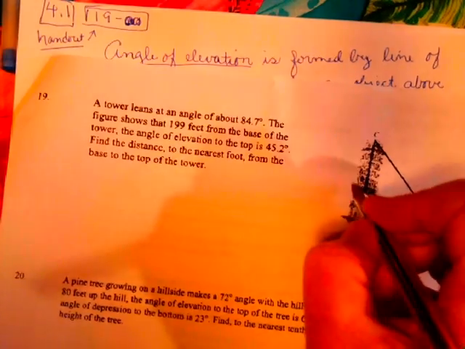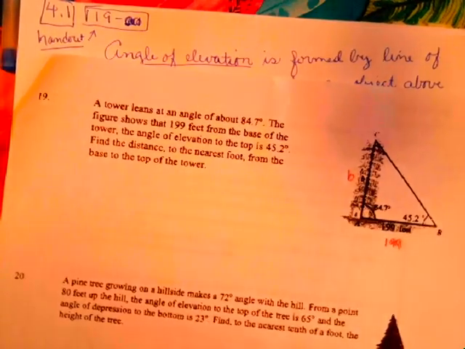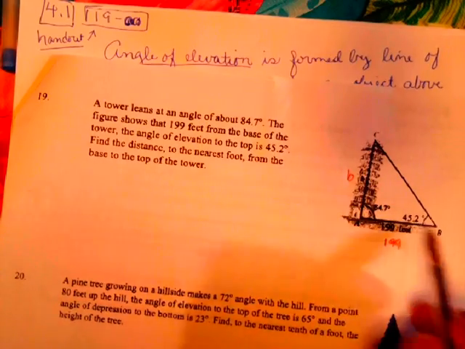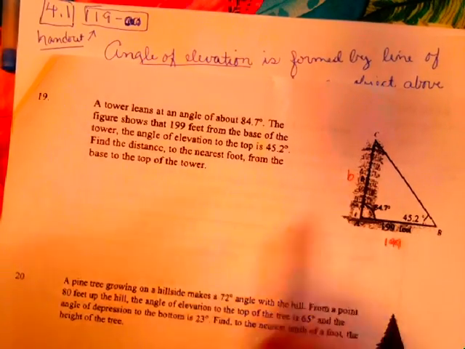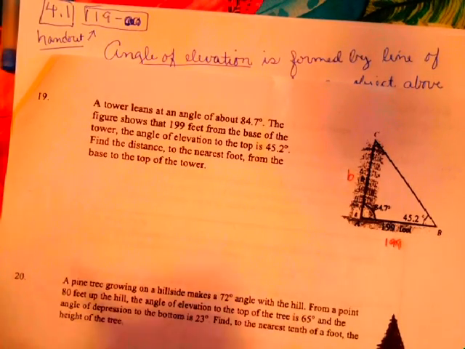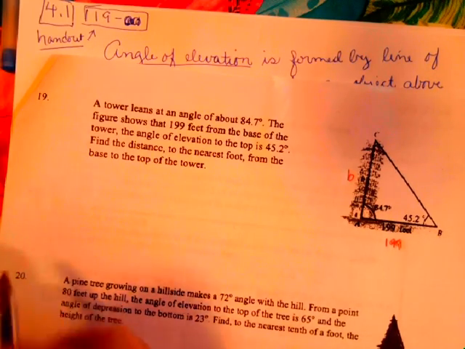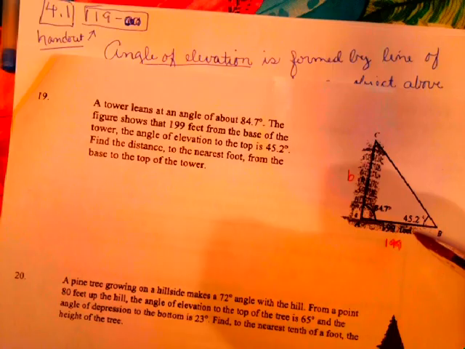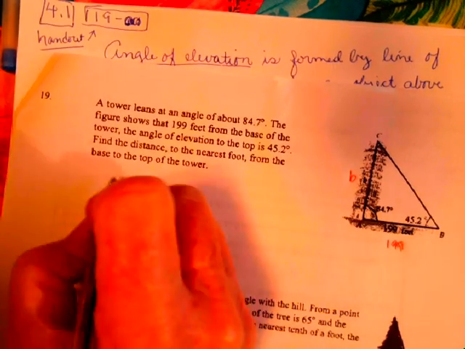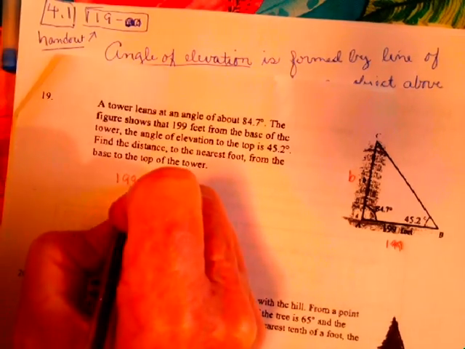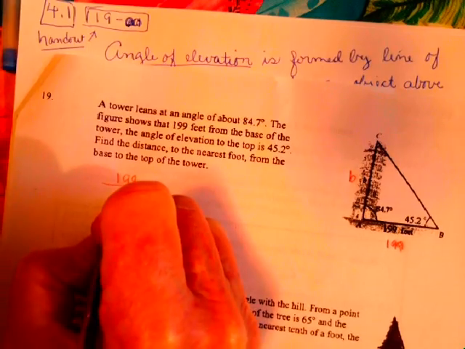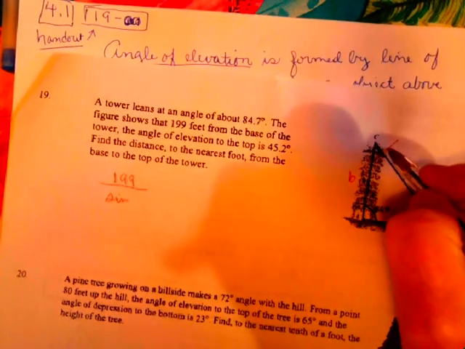So we're looking for this. If this is angle B, this is side B. We want to know the length of that. Let's use law of sines. I need to make a ratio. 199 is to the sine of angle C.